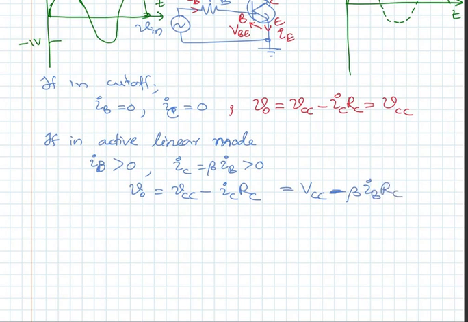What is IB? To find IB, we can apply Kirchhoff's voltage law to the base emitter circuit. So what is the base emitter circuit? This circuit here. This circuit right here. Okay.